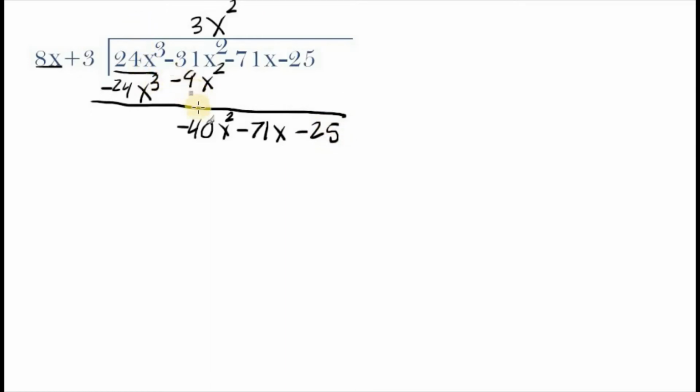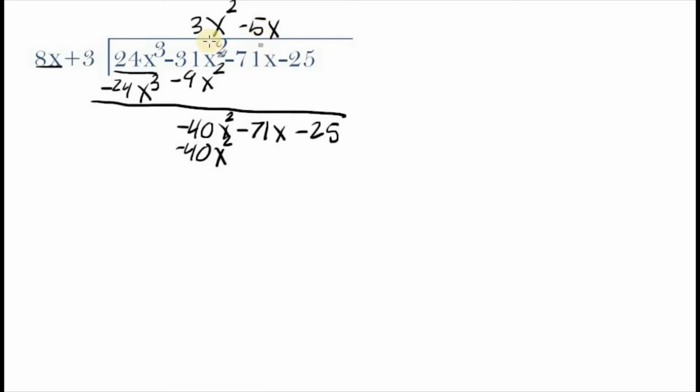Now we'll do the same thing again. What times 8x will give you negative 40x squared? So 5 times 8 will give you 40. So you'll make the 5 a negative, so it'll give you negative 40x. So write down negative 5x. Because negative 5x times 8x will give you negative 40x squared. So multiply those together. Negative 40x squared.